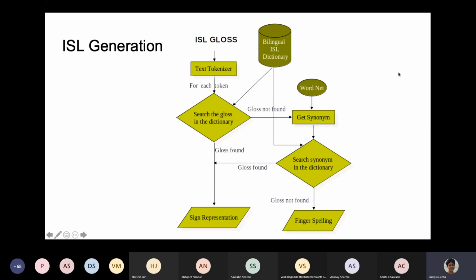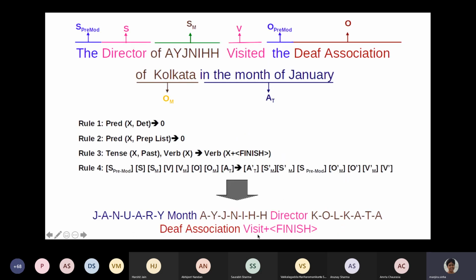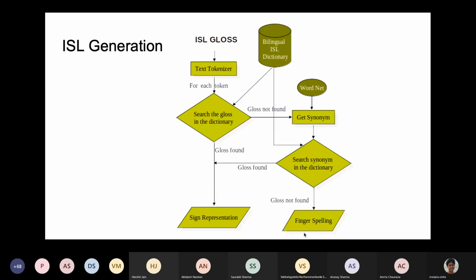So now this is an overall framework of the ISL generation. After we come up with what will be the sign language token representation for an English sentence, we need to actually generate the sign language, right? So don't get worried about this picture. Let us simplify it.